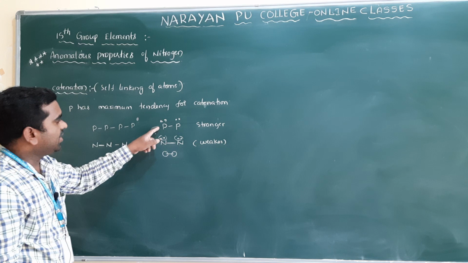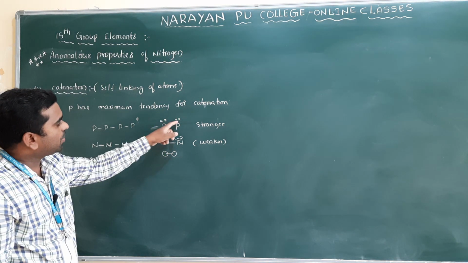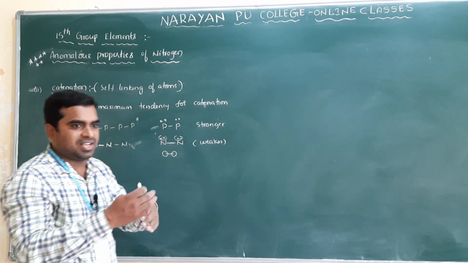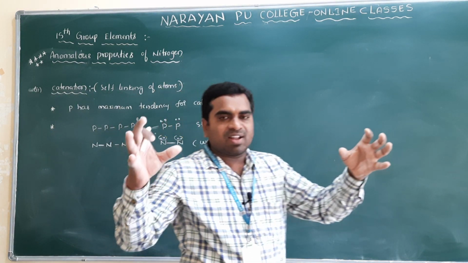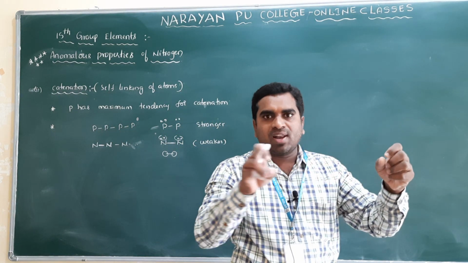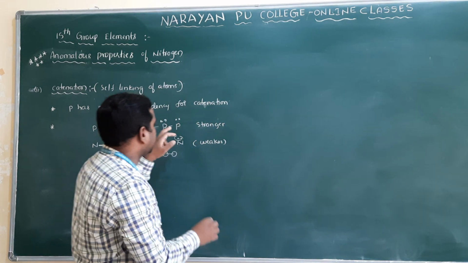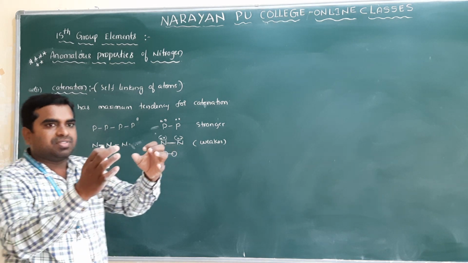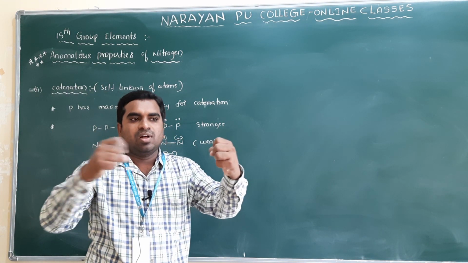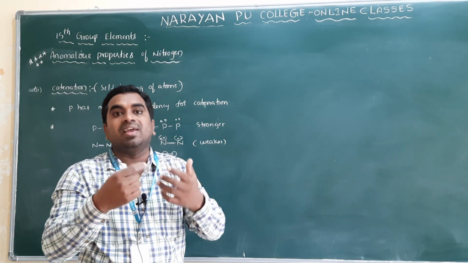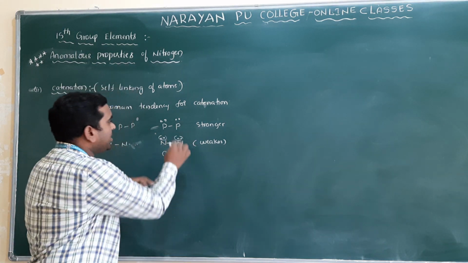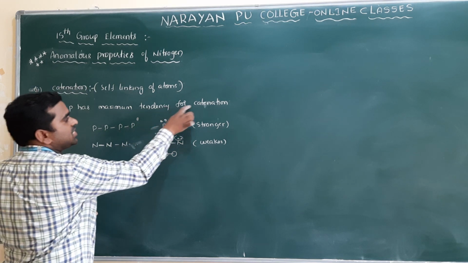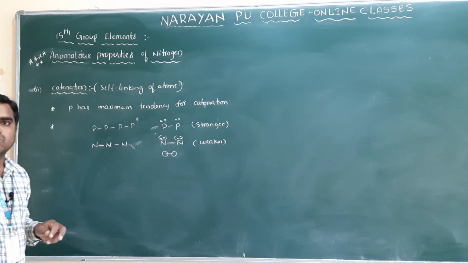Clear? But compare here, you can say here also inter-electron repulsions are there, but compared to nitrogen, phosphorus is larger in size. When they are larger in size, the bond length between phosphorus and phosphorus is larger than the bond between nitrogen and nitrogen. If they are somewhat longer, then lone pair repulsions will be less. So that's why this bond is strong. So that's why phosphorus can show the maximum tendency for catenation compared to which one? Nitrogen.